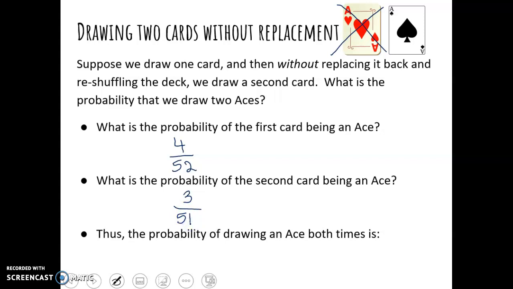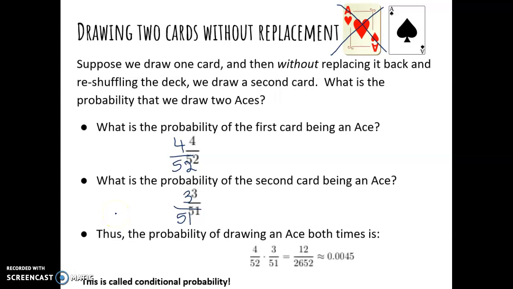So the probability of drawing an ace both times, we multiply the first being 4 over 52 and the second 3 out of 51. So we would get 0.0045, and this is called conditional probability, because the probability for the second ace is on the condition that the first card drawn was an ace. So that's what's called conditional.